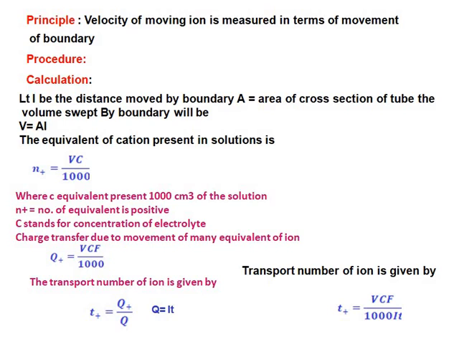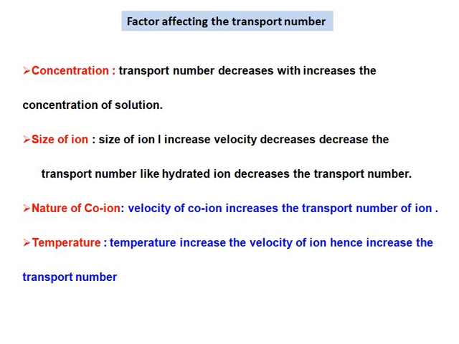It can be measured by using the formula t plus is equal to VCF upon 1000 into IT. V is the volume swept, C is the concentration, F is the Faraday, I is the total current, and T is the time of passing the current. So we can measure the transport number of an ion: t plus is equal to VCF upon 1000 into IT. In the next part we are going to discuss the factors affecting the transport number.